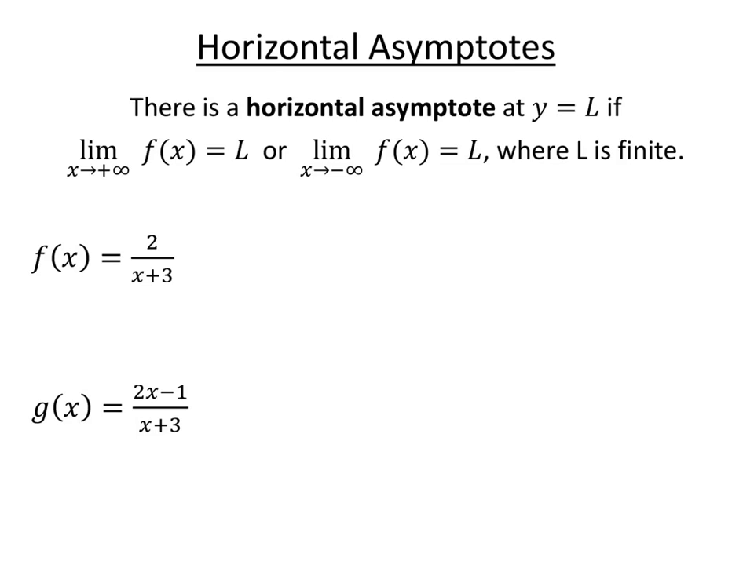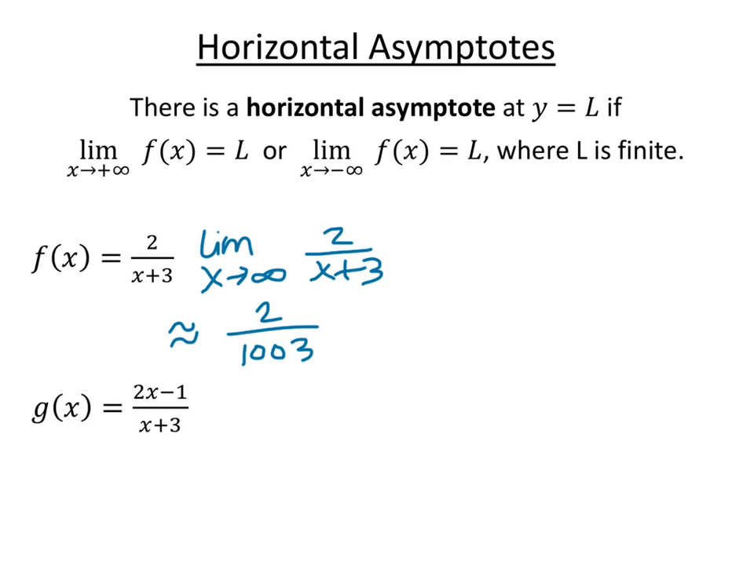Horizontal asymptotes are found by taking the limit as x approaches infinity. This is also similar to slant asymptotes. So looking at f of x, let's take the limit as x approaches infinity of 2 over x plus 3. To see where this is heading, I'm going to approximate this by plugging in a pretty large number for x. Let's say 1,000. This becomes 2 over 1,000 plus 3, which is approximately equal to 0.002. So I can see as x is getting pretty large, this function value is getting pretty small.